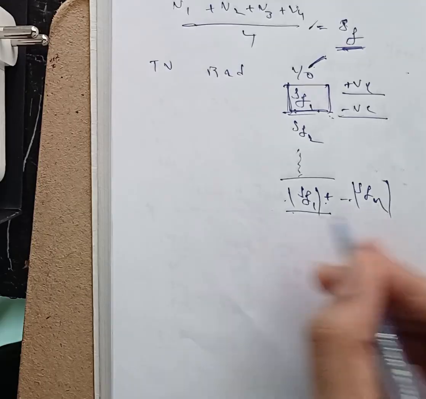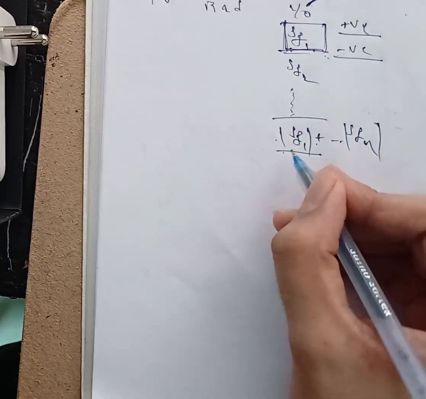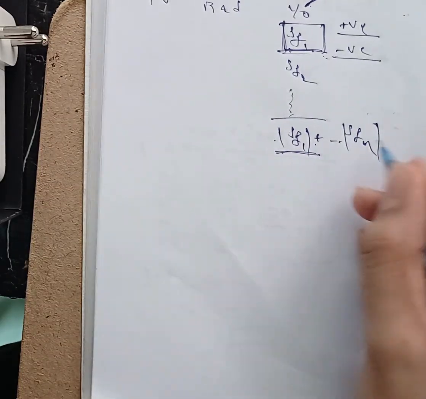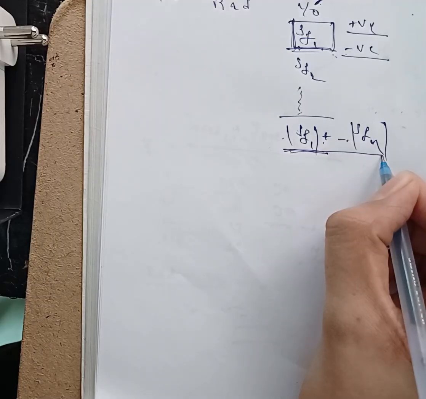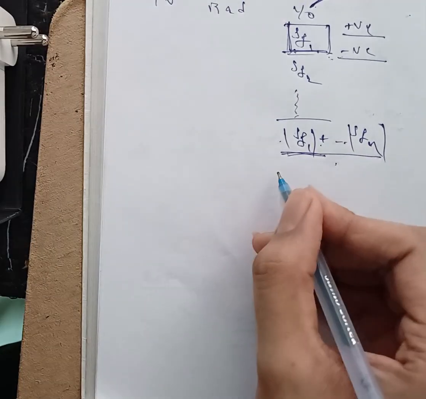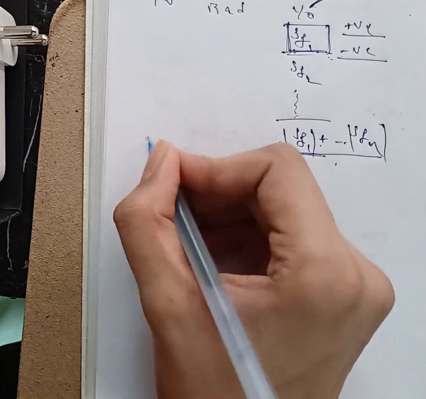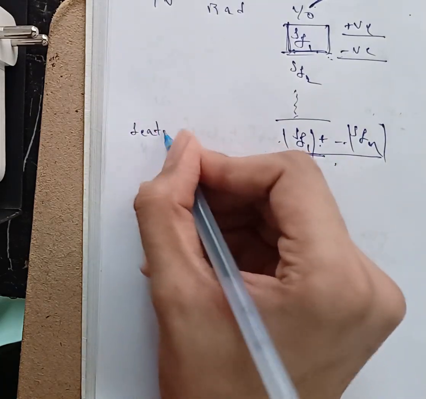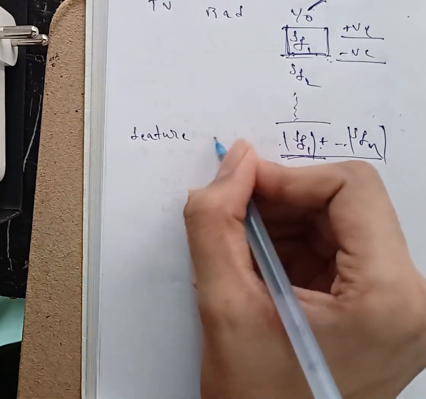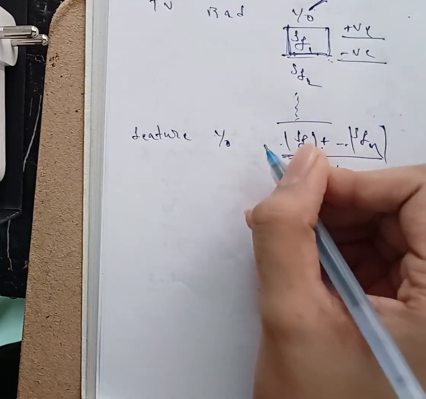So for that we just need to take the modulus and add all these values, and if you do this, you will get the final feature importance of the YouTube feature. This is nothing but the feature importance of the YouTube feature.